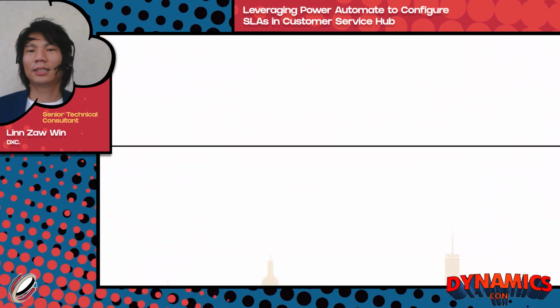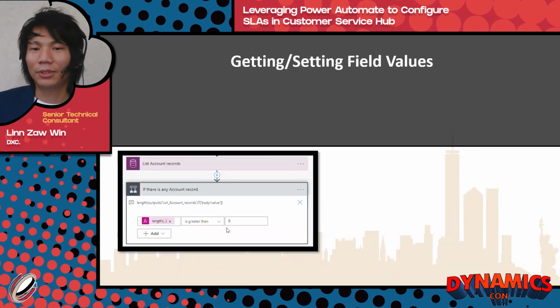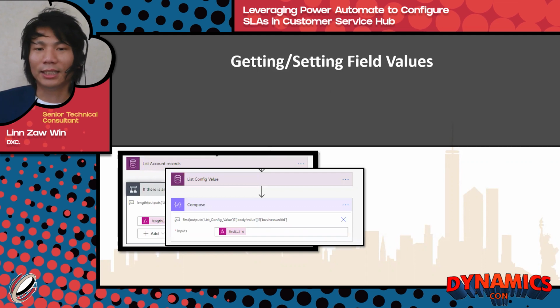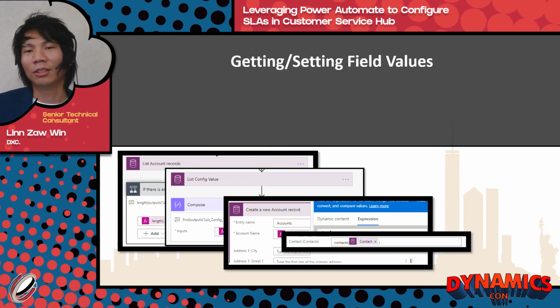Well, in this topic, we learned a lot about getting and setting values, such as getting the record count, getting the first record, setting the dynamic content in the expressions, setting lookup fields, or clearing the lookup fields.